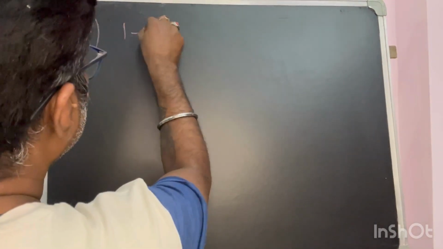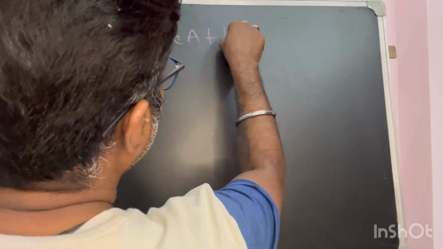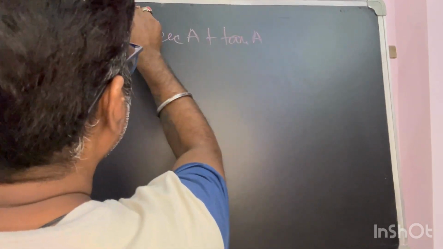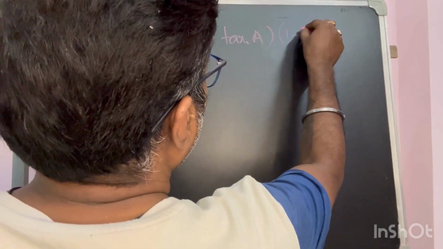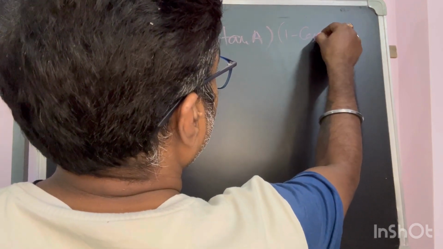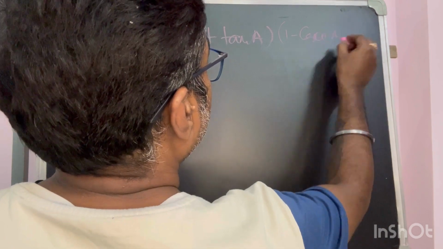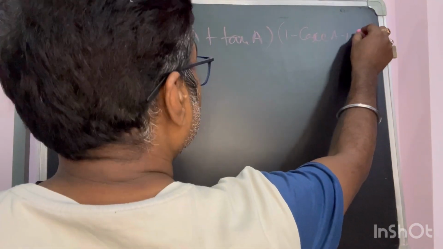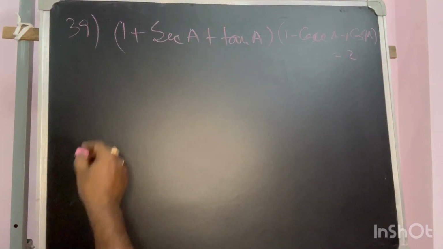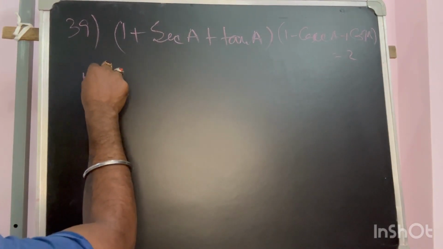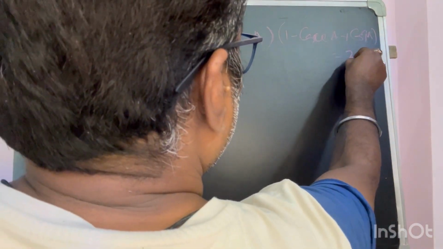(1 plus sec a plus tan a) into (1 minus cosec a plus cot a) is equal to 2. So obviously you have to start from the left hand side. The clue will not come from the right hand side because it is only the numeric one.